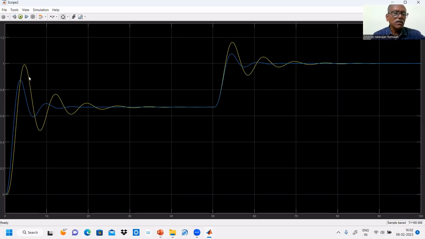You notice that this yellow is the P only controller. Since it is a P only controller, a set point change of 1 is given, but it is settled at 6.5.